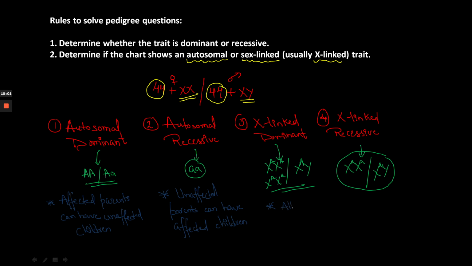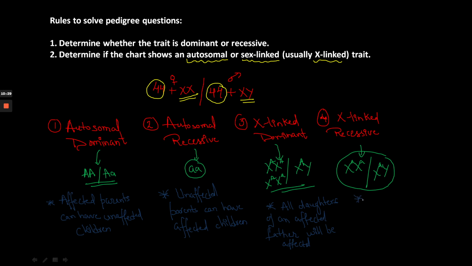Just like that, in the case of X-linked dominant, you will have a clear sign that all the daughters of an affected father will be affected. So an affected father will be giving the disease directly to all of his daughters, right?